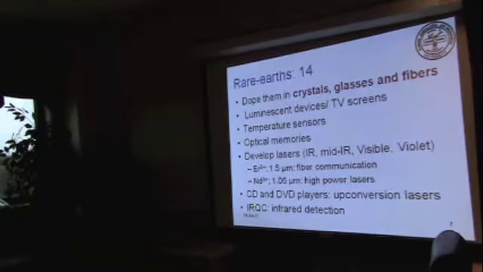We have CD players. In the CD player there is a built-in diode that works at 800 nanometer. That actually limits how much information you can store. So nowadays we have Blu-ray DVDs. They use a 400 nanometer diode. This upconversion laser was also used to develop that 400 nanometer for a while. Then people started using fiber lasers.